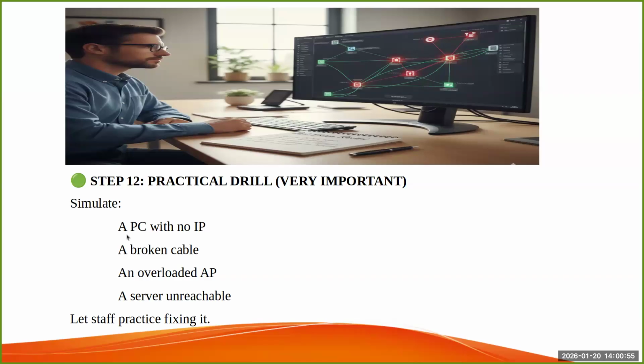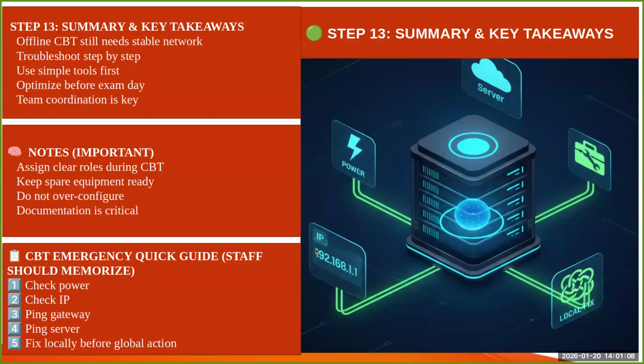So what you simulate: a PC with no IP, a broken cable, an overloaded access point, a server unreachable. Let's start practice fixing this. So we need to simulate and find a way to practice them. Now, summary and key takeaway. Summary: offline CBT still needs stable network. Troubleshoot step by step.